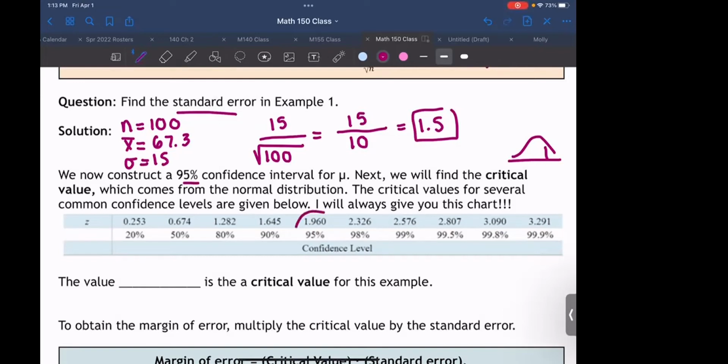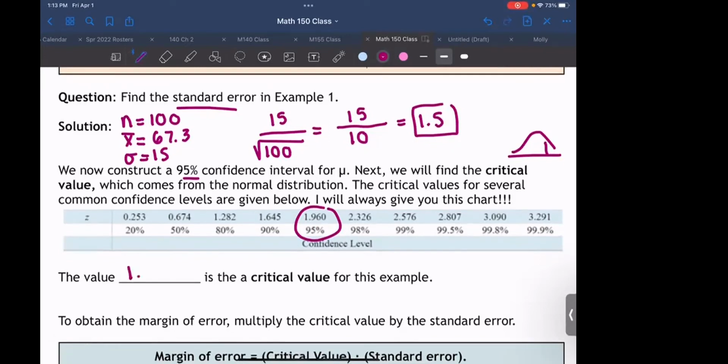Awesome, right? We would just go in the chart and be like, oh, 95%, 1.960. So the value here, 1.960, is the critical value for this example.